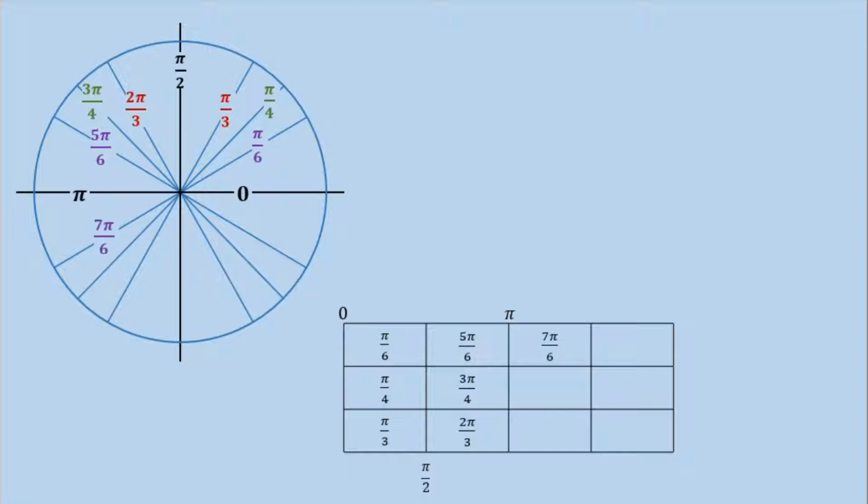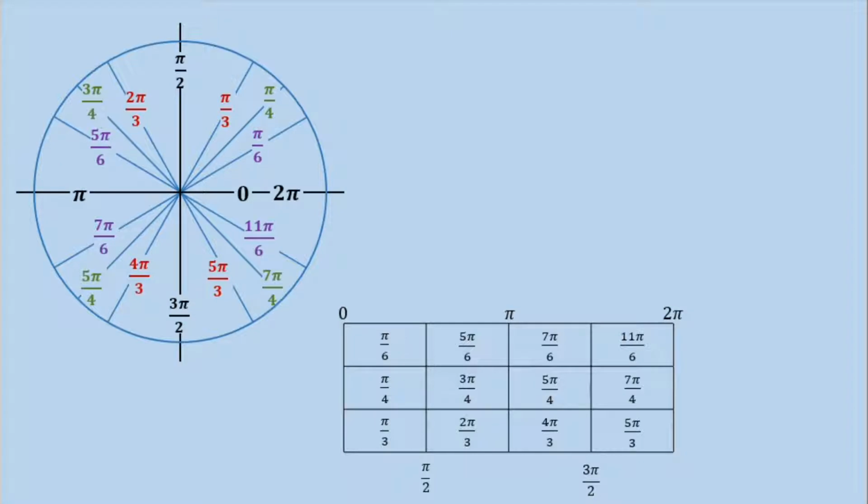We get to 7 pi over 6, then 5 pi over 4, and 4 pi over 3, before hitting the y-axis at 3 pi over 2 and changing direction. We go through 5 pi over 3, 7 pi over 4, and finally 11 pi over 6, before we're back at the x-axis where we started, except now we'll call it 2 pi. Next, we'll need the trig.